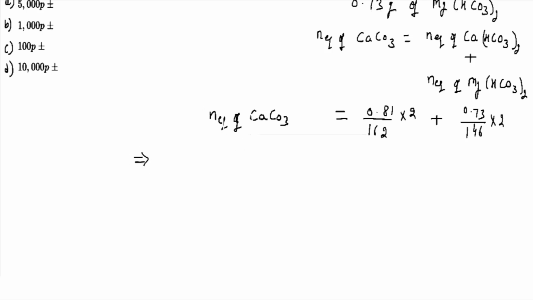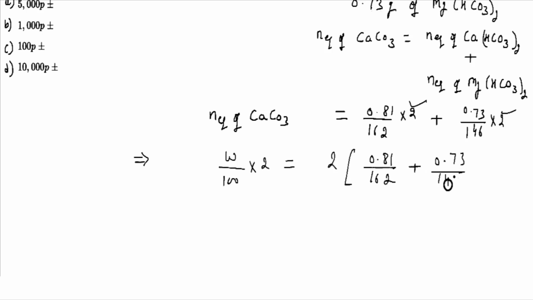I want to find the weight in grams, so I write W. We don't know the amount of calcium carbonate. So I write W divided by the molecular mass of calcium carbonate, which is 100 gram per mole, divided by the valency factor 2. Taking the common 2 from both sides, we get W divided by 100 equals 2 multiplied by 0.81 divided by 162 plus 0.73 divided by 146.